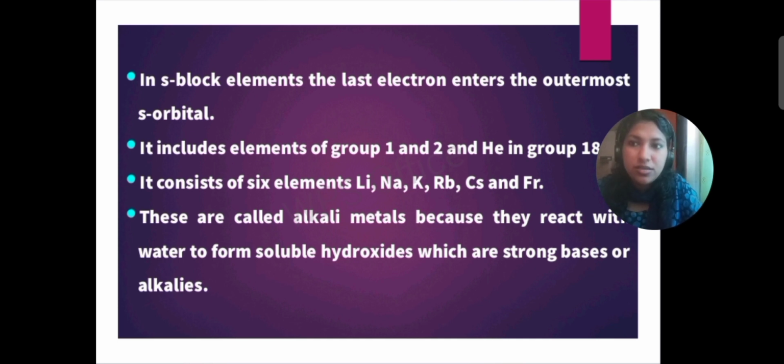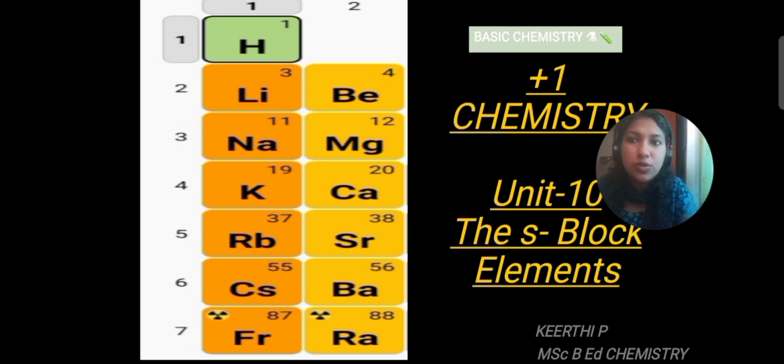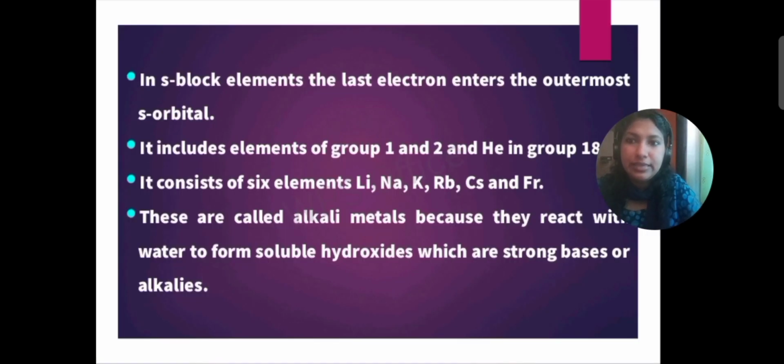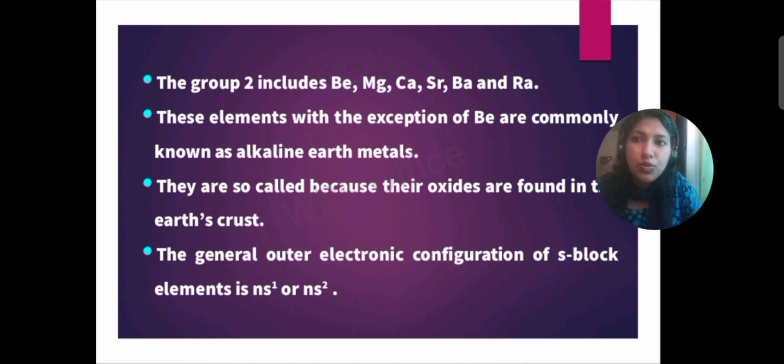Group 1 consists of 6 elements: lithium, sodium, potassium, rubidium, cesium and francium, not hydrogen. These are called alkali metals. Except hydrogen, these are known as alkali metals because they react with water to form soluble hydroxides, which are strong bases or alkalis.